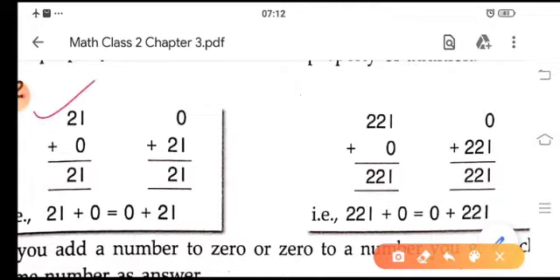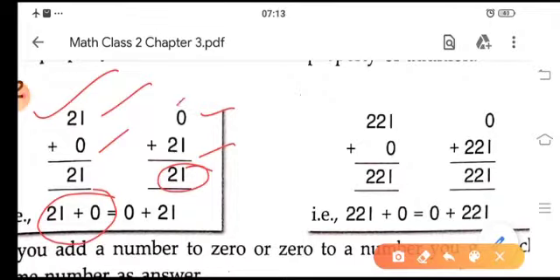See this one, 21 plus 0 is 21. Then again 0 plus 21 is 21. I told you earlier also, children, many times, that when 0 is added to any number, the number will remain the same. Again the sum is the same, so there is no change in the sum. So here 21 plus 0 is equal to 0 plus 21. Okay, got it?